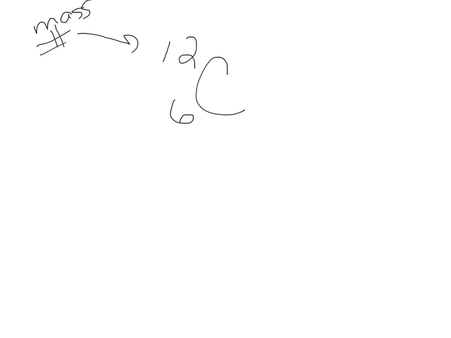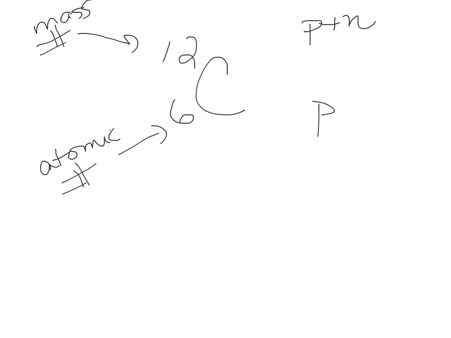The isotope carbon-12, if we were to write its symbol again, would look like this. We know that the 12 is the mass number for this isotope, and that 6 is the atomic number. We also know that mass number represents protons plus neutrons, and the atomic number represents just protons.